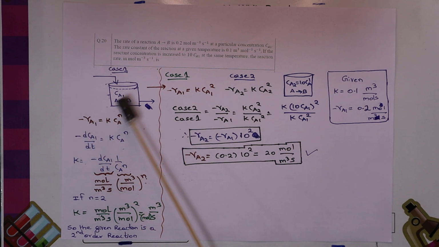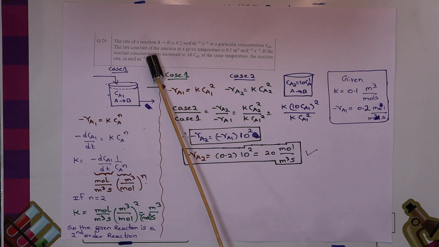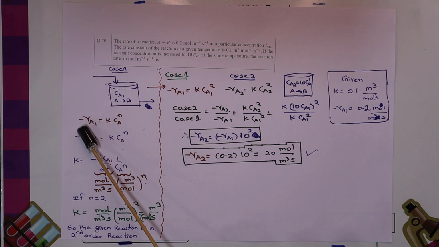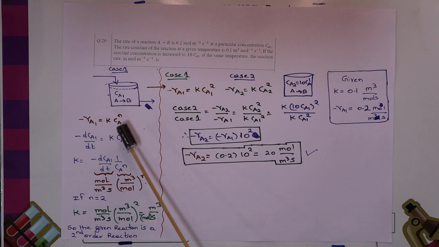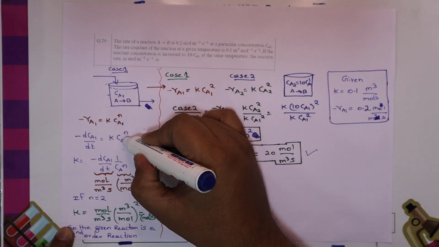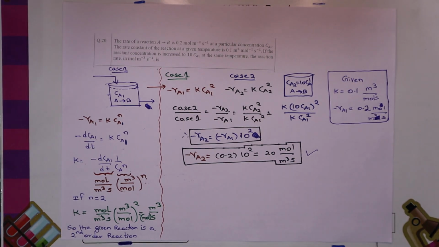The rate of reaction of a reactant A is denoted by minus rA. The minus is because A is getting consumed in the reaction. Minus rA1, that is case 1, is K into Ca power n, here Ca1, because the concentration is Ca1.